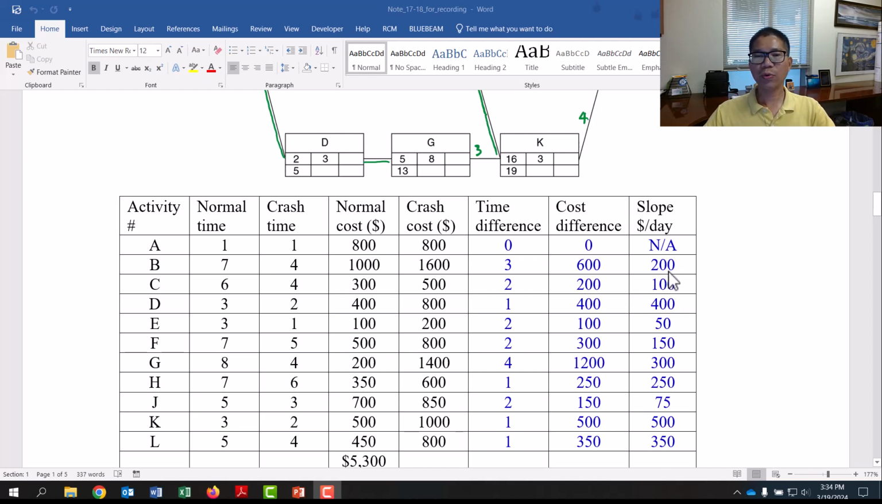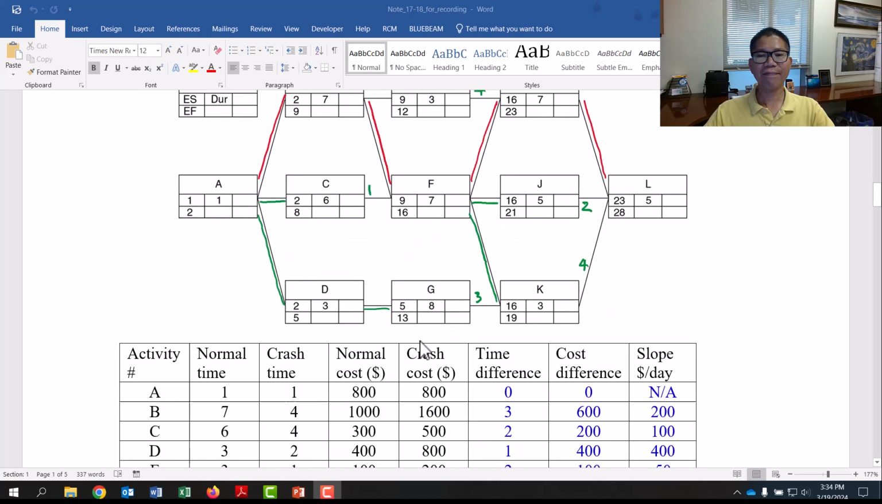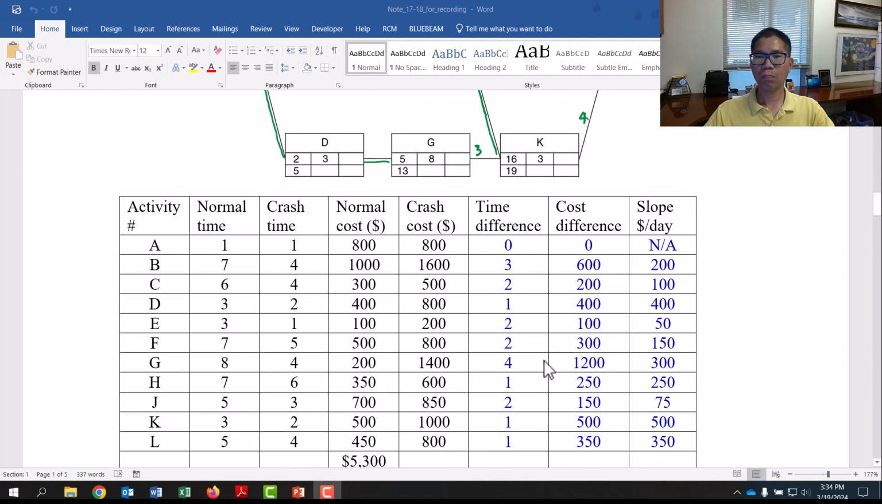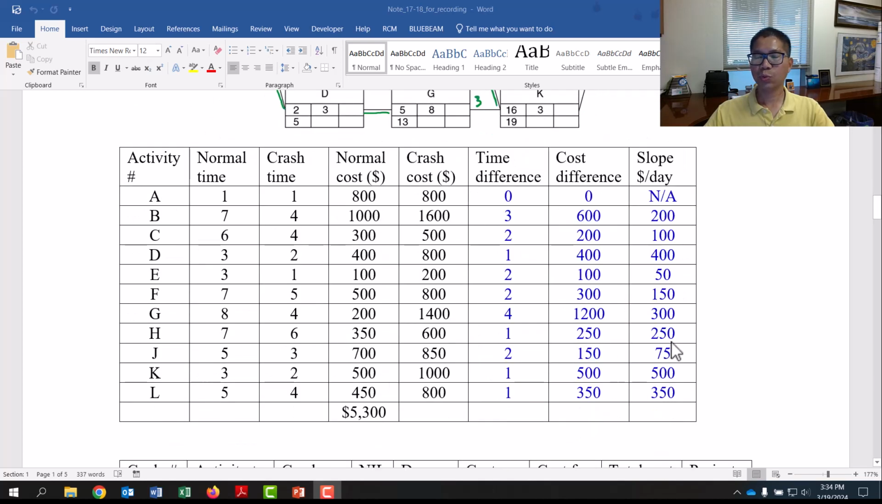So you have B 200, E 50, and the path is A, B, F, H, L, right? A, B, F, H, L. So not E, F 150. B 200, F 150, H 250, and then L 350.